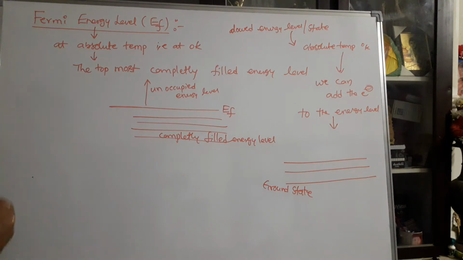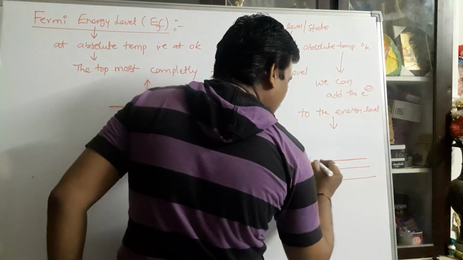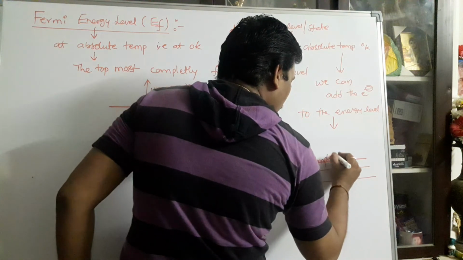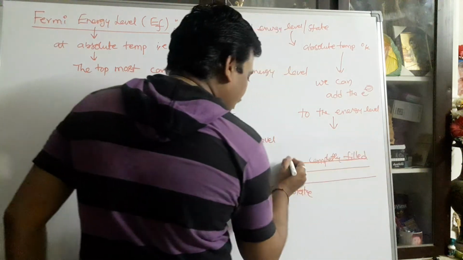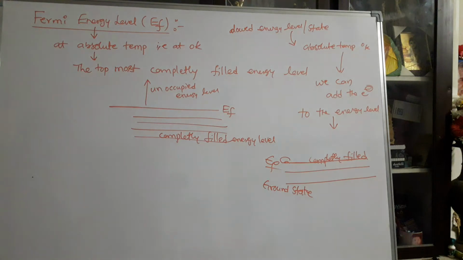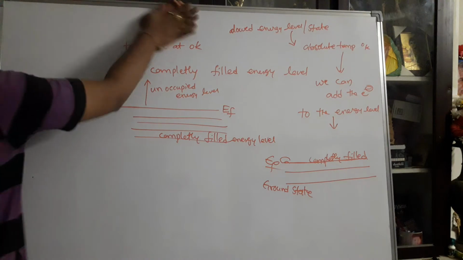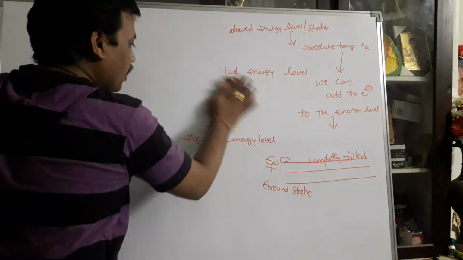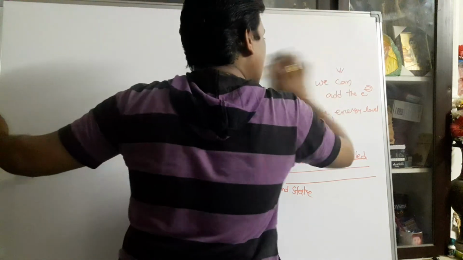At the final energy level that is completely filled, that completely filled level can be taken as Fermi energy level. From this point of view, you can draw a graph between density of allowed states versus energy.